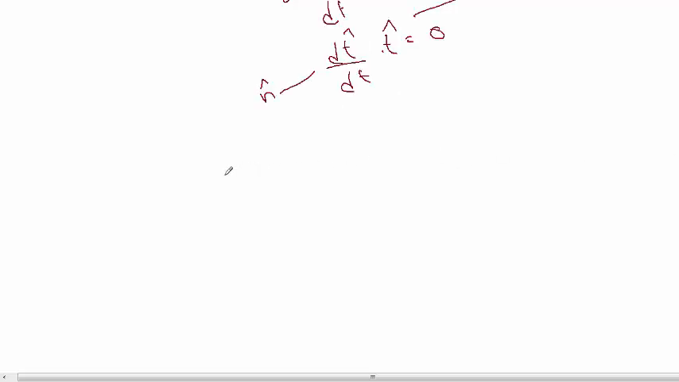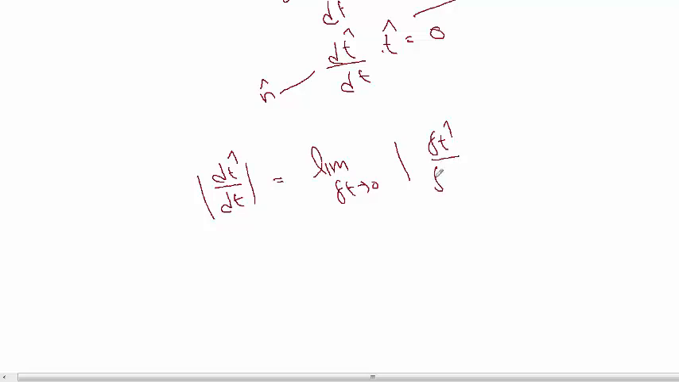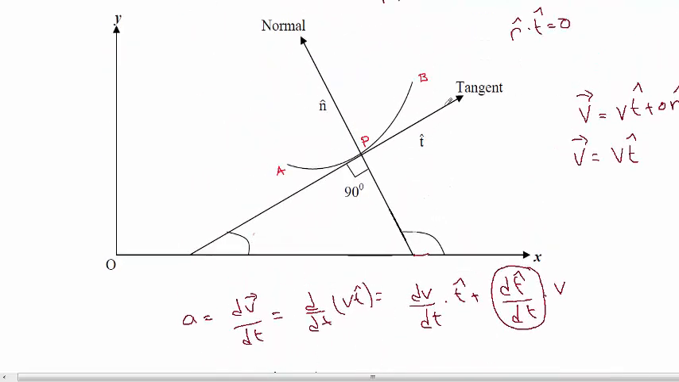Now we have to find the magnitude of this dt over dt. So limit del t approaches 0, this del t over del t. Now we can see that if the particle was at point P and moved to point Q, then the chord is PQ and the arc is this PQ. Let's say this angle is psi, and if there is a tangent at point Q, the angle between them is del psi.